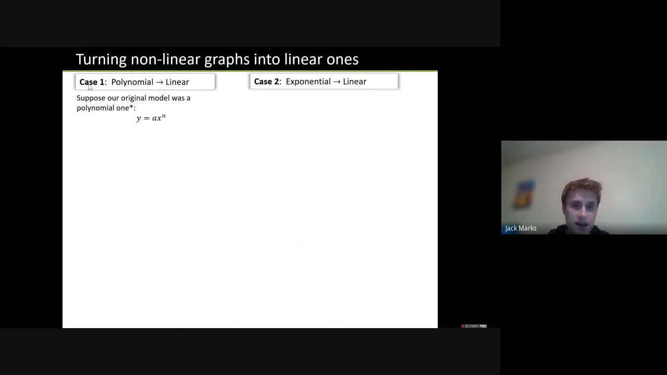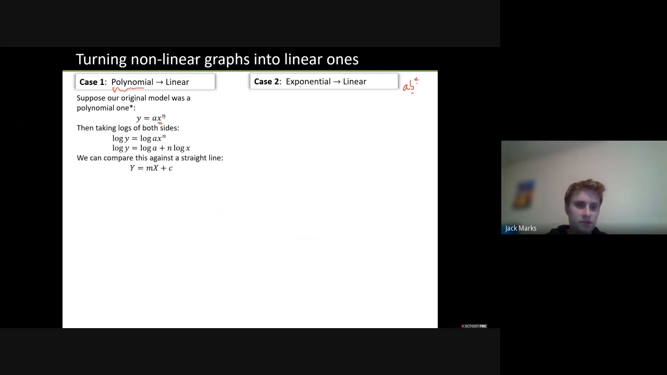So two cases then. One is we're going to have polynomials. We're talking about when we have x to the power of n. And the other case we'll do is we'll look at exponentials. So exponentials are normally written in this form, when you've got x up in the power.